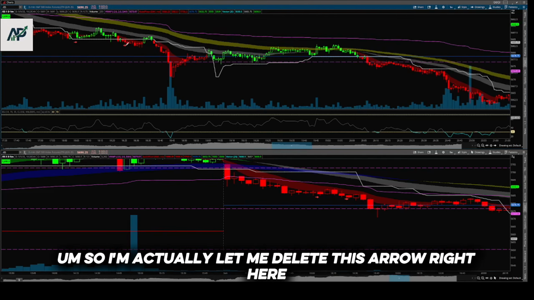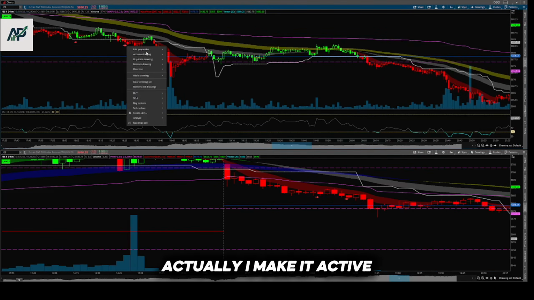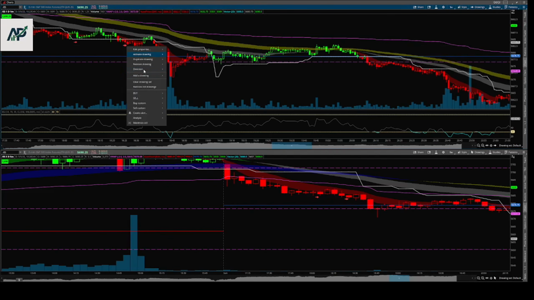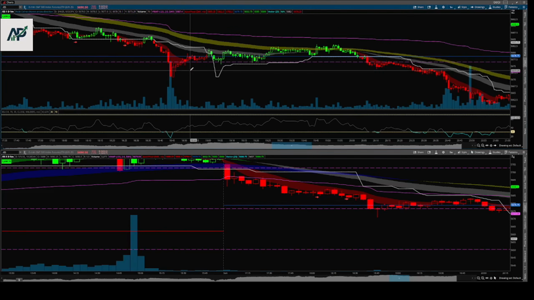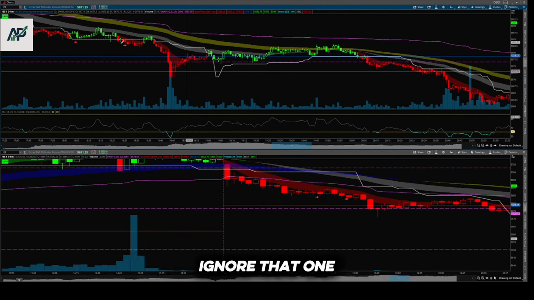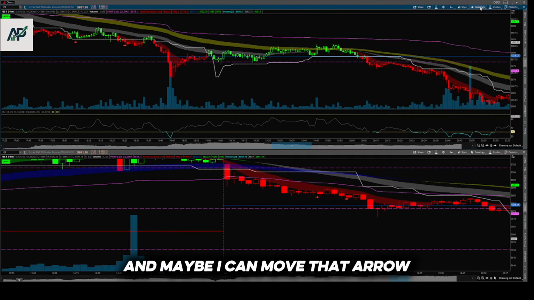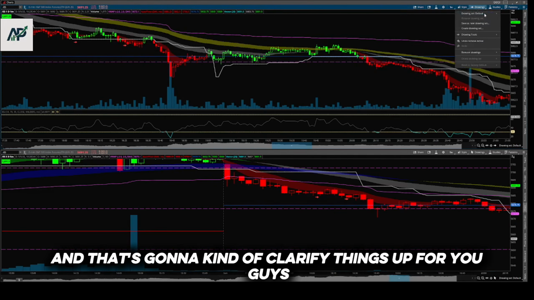So I'm actually, let me delete this arrow right here. Or actually, I'll make it active. I'll remove this one. I'm not even sure I did the right one. Anyways, ignore that one as my chart's really slowing down. But I did seek an entry for downside, and maybe I can move that arrow, and that's going to clarify things for you guys.